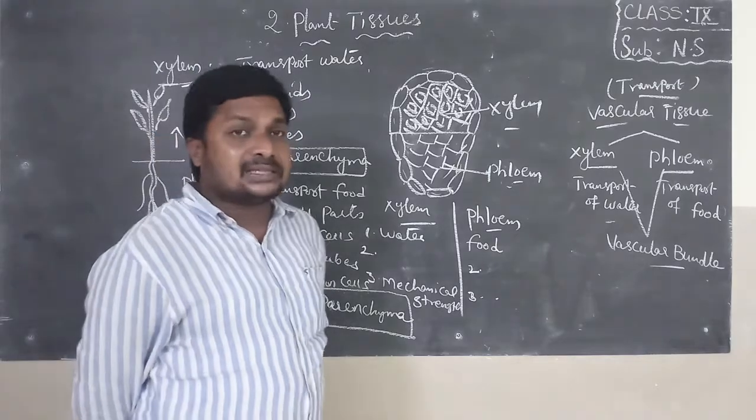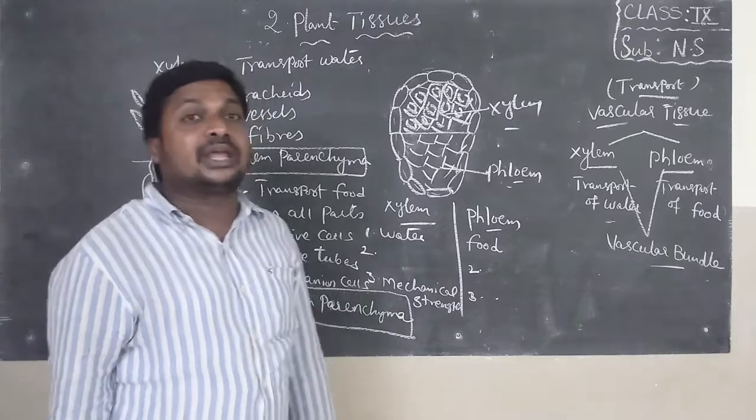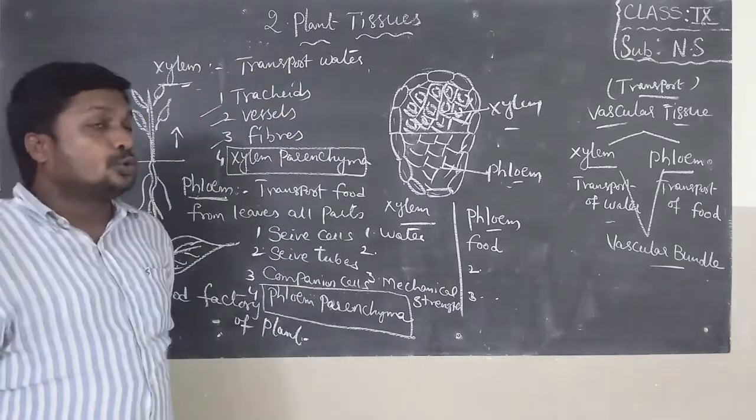In the next class, I will draw the diagram of TS of dicot stem and I will explain about keywords which are present in lesson 2, plant tissues.